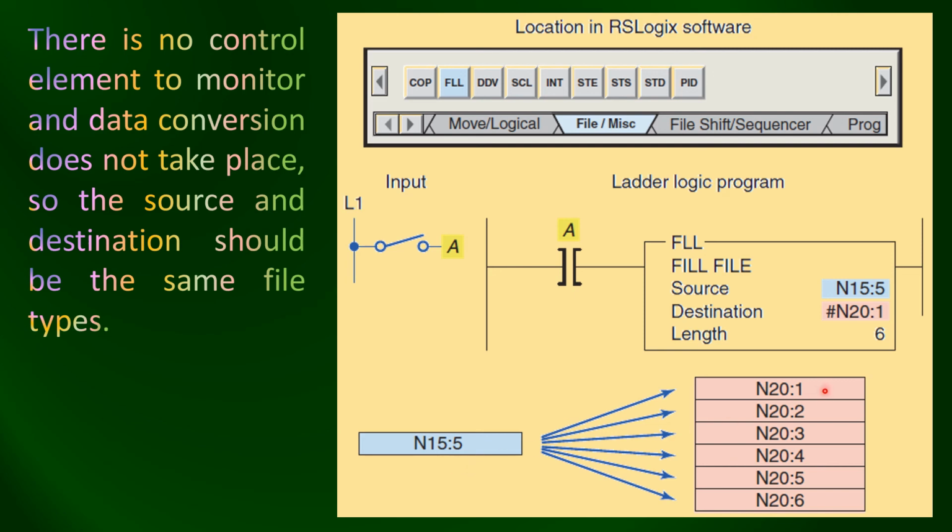N15:5 will be copied just with one instruction from N15:5 to N20:1 up to N20:6, and the first destination address determines the first address where the data will be transferred, and this 6 is showing that the total number of registers in the file are 6. So here from 1 to 6 the whole data will be transferred. This data transfer will happen whenever in this ladder logic program in RS Logix 500, the contact A is closed.